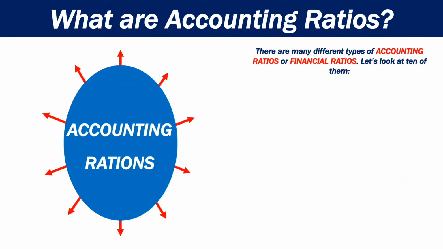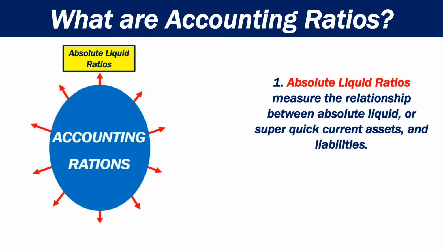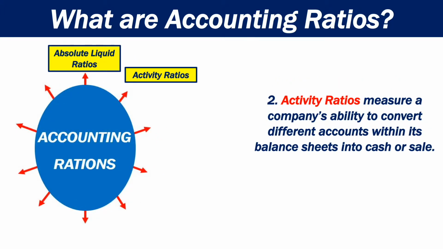There are many different types of accounting ratios. Let's look at 10 of them. 1. Absolute liquid ratios, which measure the relationship between absolute liquid or super quick current assets and liabilities. 2. Activity ratios. These measure a company's ability to convert different accounts within its balance sheets into cash or sale.